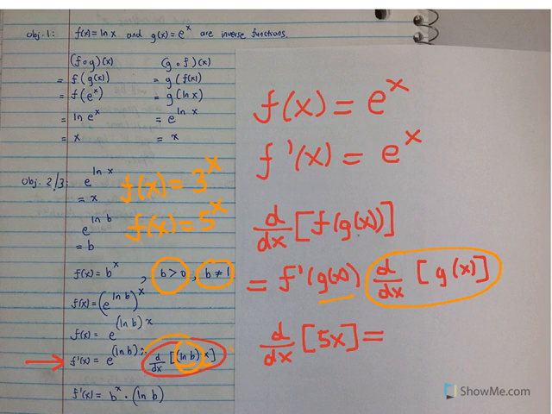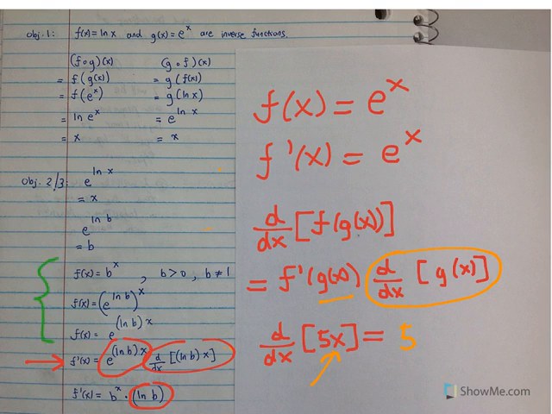So taking the derivative of the inside function, and the inside function is just a constant times x, is no different than doing, for example, the derivative with respect to x of 5x. What is the derivative with respect to x of 5x? It's 5. So what's the derivative with respect to x of natural log of b times x? It would just be natural log of b. And what is this?